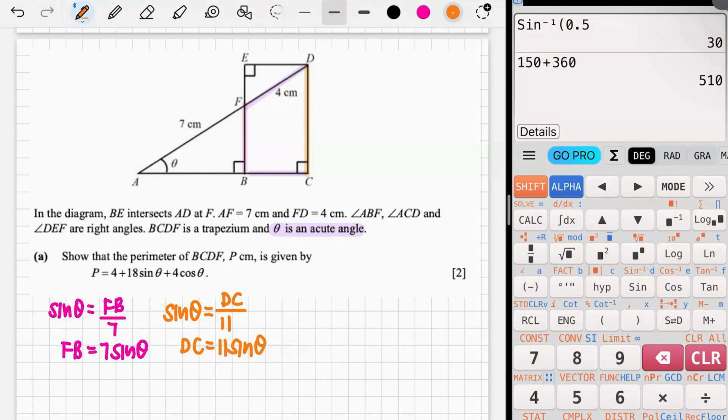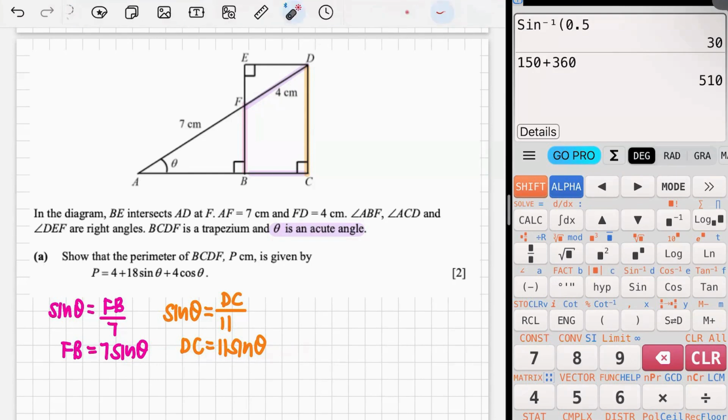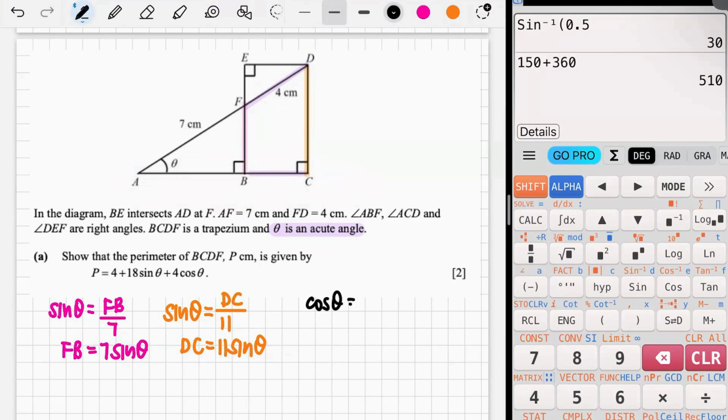Just cross multiply. Then from here, a bit troublesome, because what I need to do is find AB first. Because if I want BC, it's quite tedious because BC is the whole thing minus this, but I don't have any of this part here. I got this only 4, not very useful. So I'm going to find AB in black, using cosine theta is AB over 7, which means my AB is 7 cosine theta.